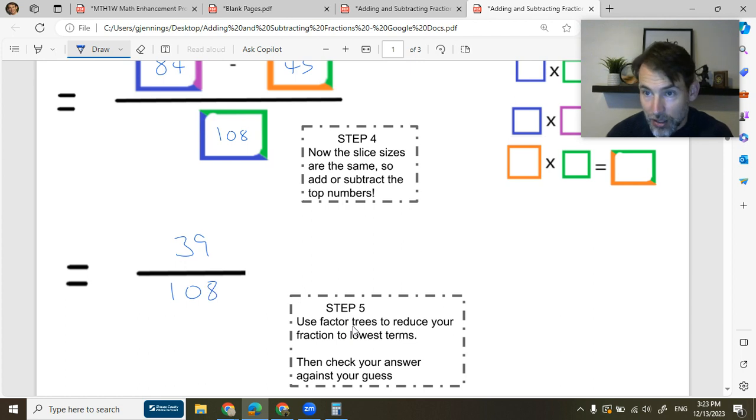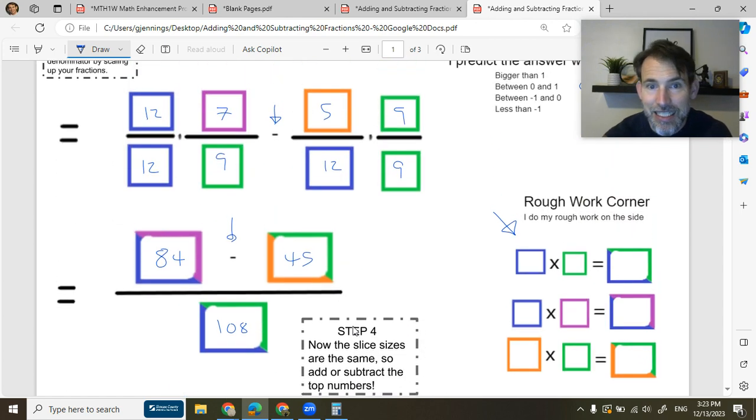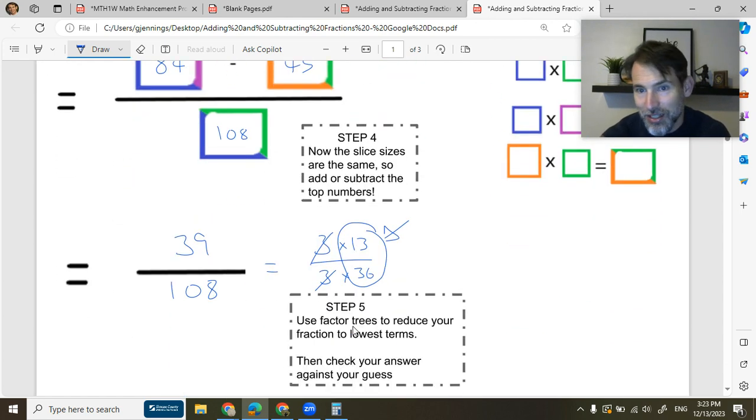And then you use your factor trees and stuff to find that 39 and 108 are both divisible by 3. Okay. 39 happens to be 3 times 13, and 108 happens to be 3 times 36. And then the 3's cancel, and we're left with 13 over 36. 13 over 36. Yeah, great.